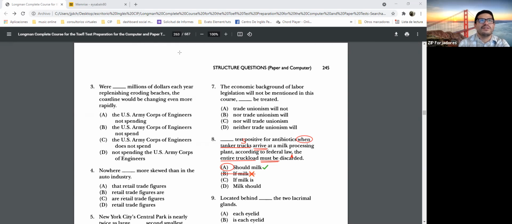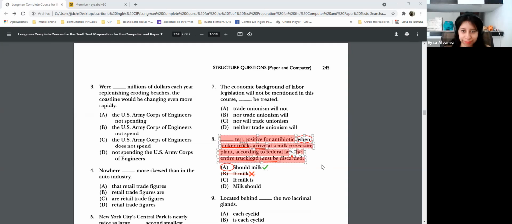So I am going to mark the clauses. The first clause is this one. The second clause starts with "when" and finishes at the comma. And the third one is the one that is after the comma. Yes, very good. Excellent.